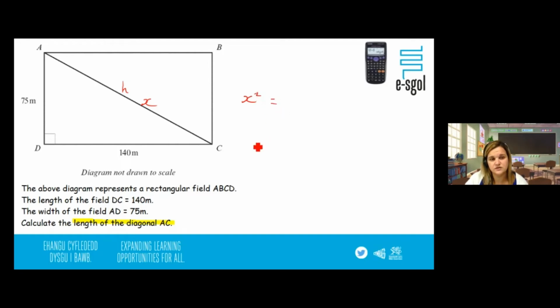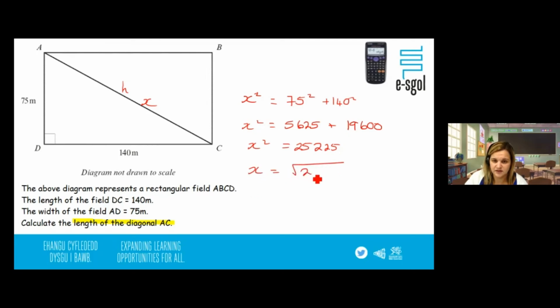So x squared is equal to 75 squared, add 140 squared, and then we're going to work through this. So just as you've seen a second ago, 75 squared is 5,625. 140 squared, 19,600. Giving you an answer when you add of 25,225. And then square rooting to get your final step, an answer of 158.8 meters to 1 decimal place.